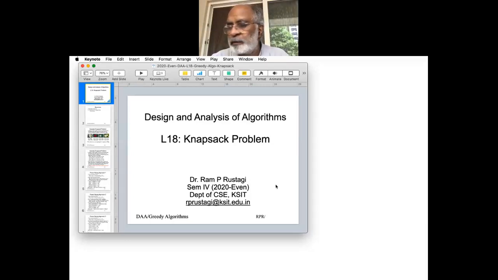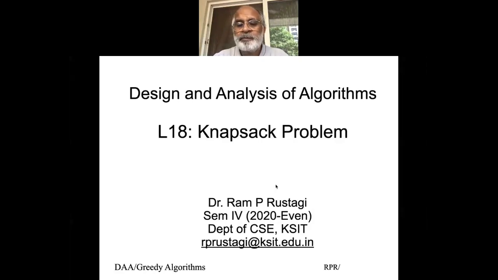Today we'll look at the knapsack problem. Primarily, you can look at the knapsack problem as you have a big box to fill up, and you have limited capacity of the box, how much to fill up.